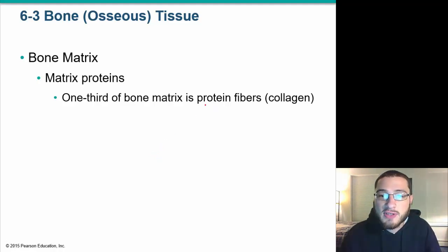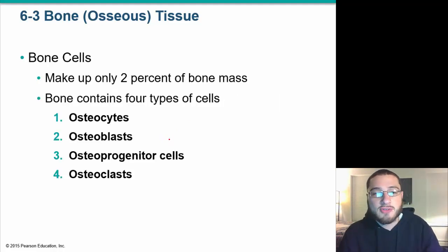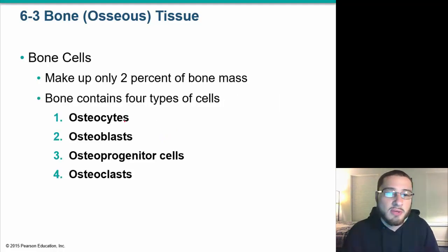One-third of bone matrix is protein fibers. Once again, we see that calcium, or that collagen, excuse me. So calcium and collagen play a major part. We have different types of bone cells. We have the regular bone cells, which are the osteocytes.